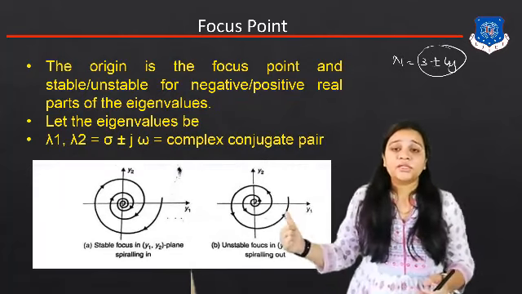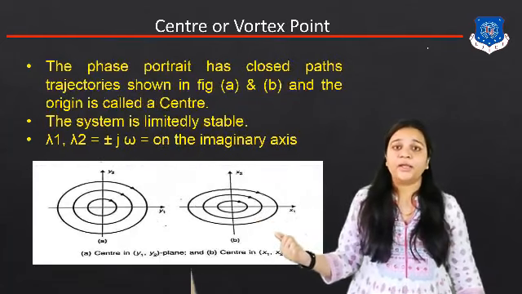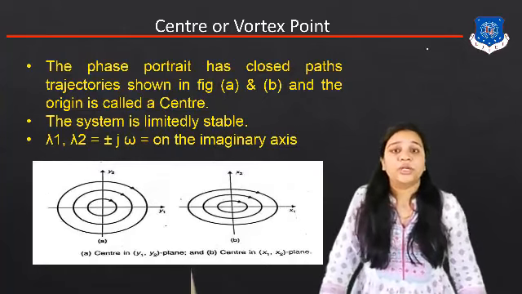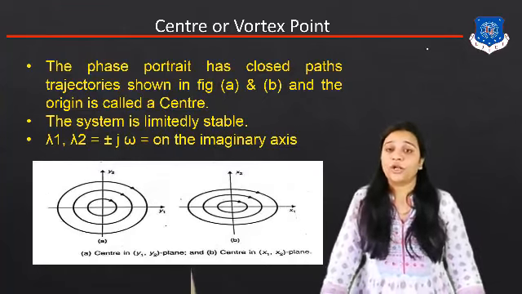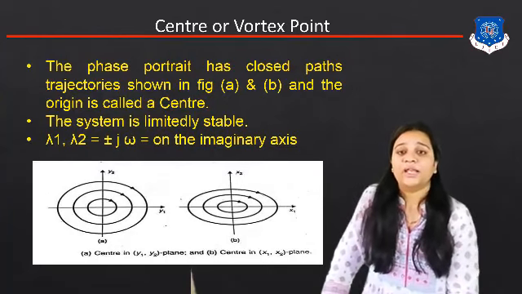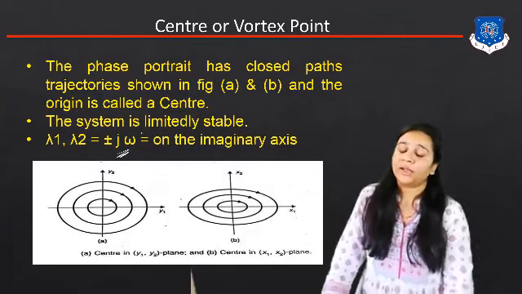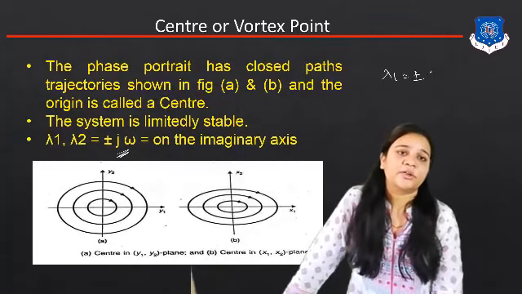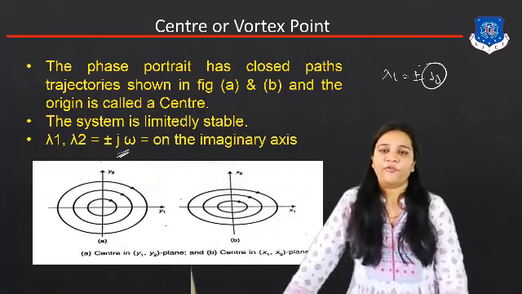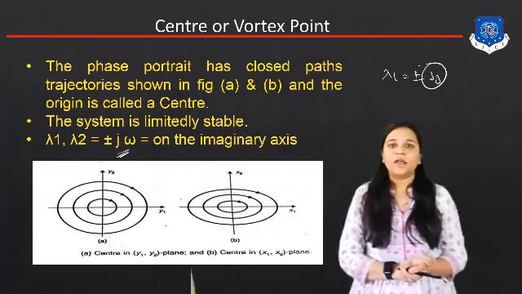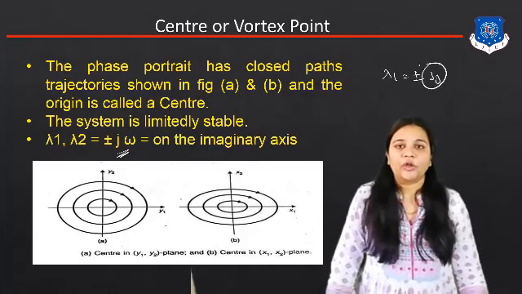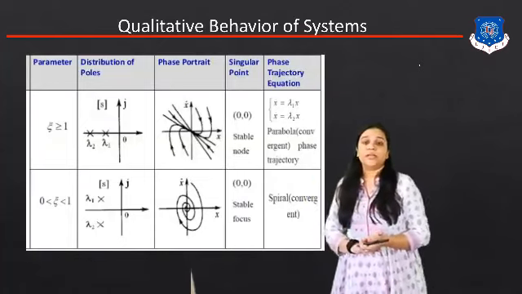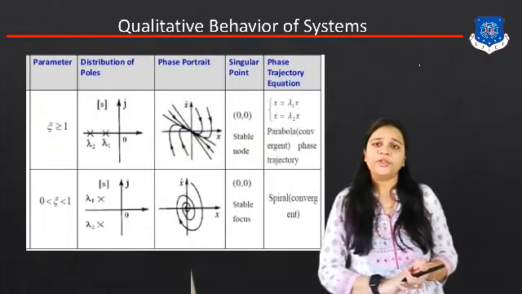So we can get this type of focus point, and if the phase portrait has closed path trajectories, as shown in figures A and B, the origin is called the center. So when the values of lambda1 and lambda2 are plus or minus j omega, we get only imaginary values. Suppose lambda1 is plus or minus 3j. That type of value generates the center or vortex point for this particular plane.